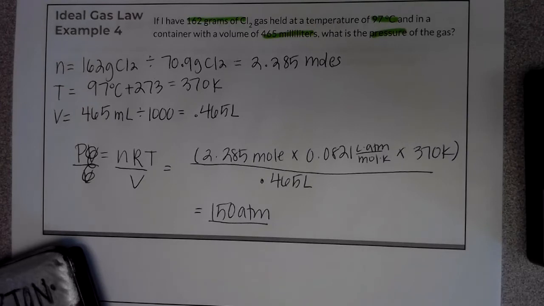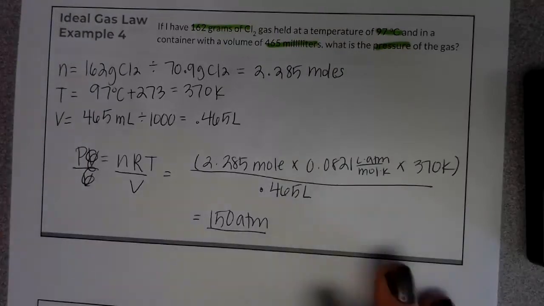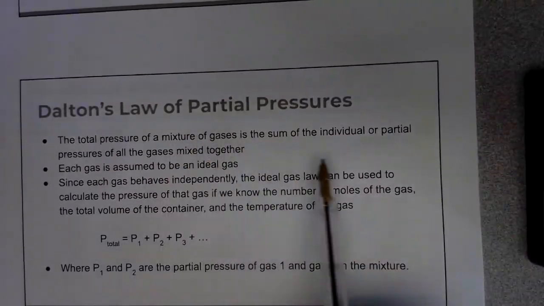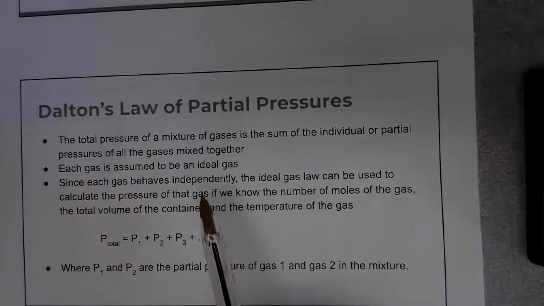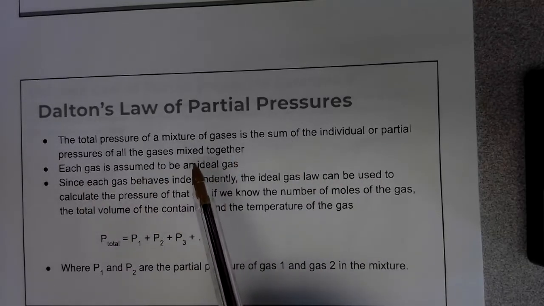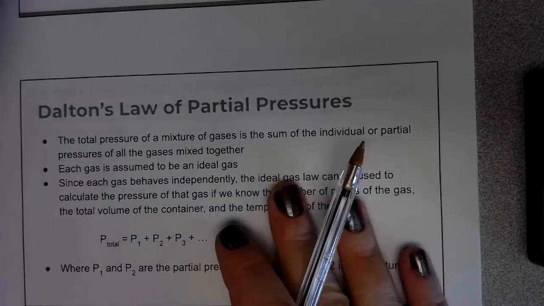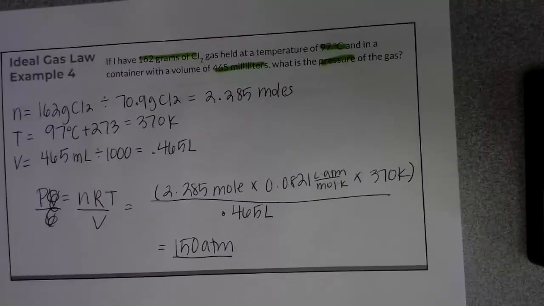Okay, so let's talk about Dalton's law of partial pressure now. So Dalton's law of partial pressure tells us that the total pressure of a mixture of gas is the sum of the individual or partial pressures. Each gas is assumed to be an ideal gas. So when we do this, the big thing is that we have to make sure all of our pressures are in the same units.